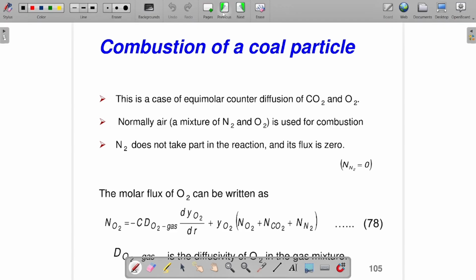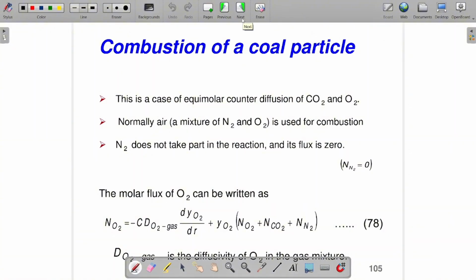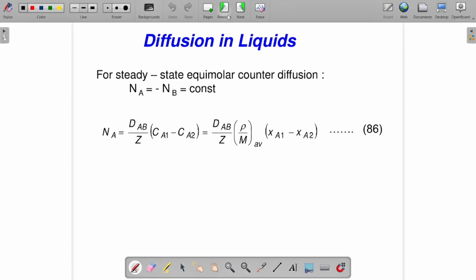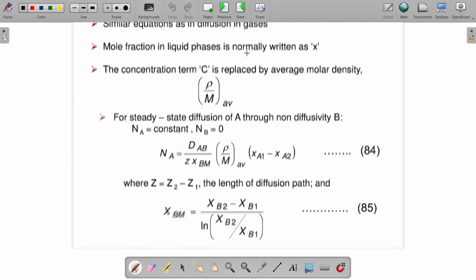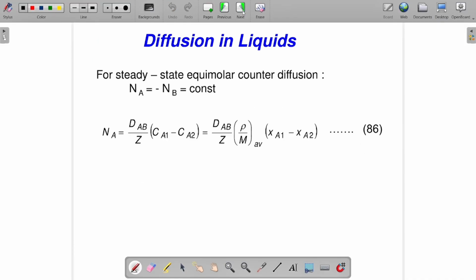And you have the combustion. We have a combustible situation, and we also evaluate that as if you are doing the droplets, so that also becomes a certain case. And diffusion in liquids, this is how we have it. For a steady state, when B is non-diffusing, this is how it will behave. The only thing that changes with this one is the concentration. It becomes rho over M average. That's the only thing that changes with the liquid with respect to the gas: how to evaluate the concentration.